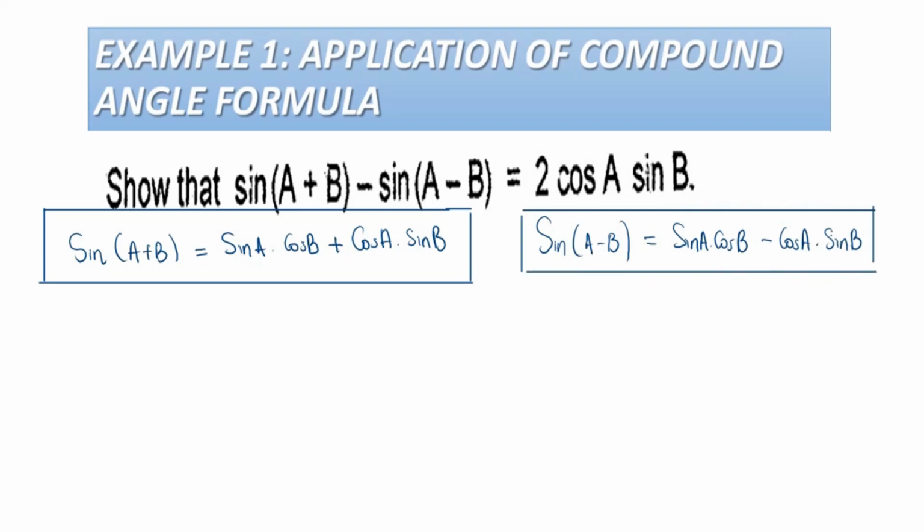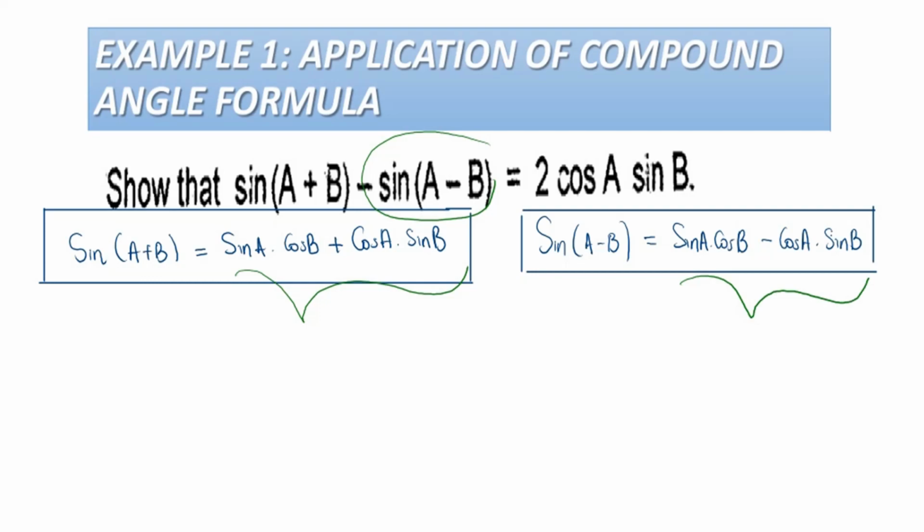Okay, so those are the compound angle identities that we're going to use to help us further simplify this equation, right? So now we're just going to simply substitute these values, right? So where we see sine of A plus B, we're going to substitute that, right? Sine A times cos B plus cos A times sine B. And where we see sine of A minus B, we're just going to substitute sine of A times cos B minus cos of A times sine B.